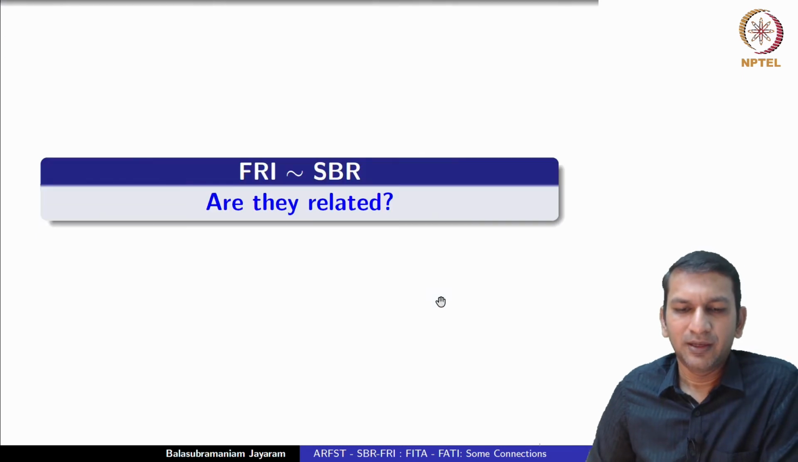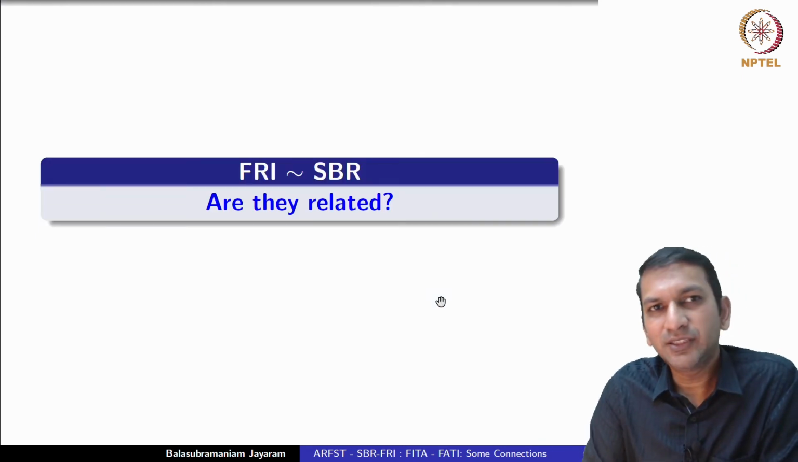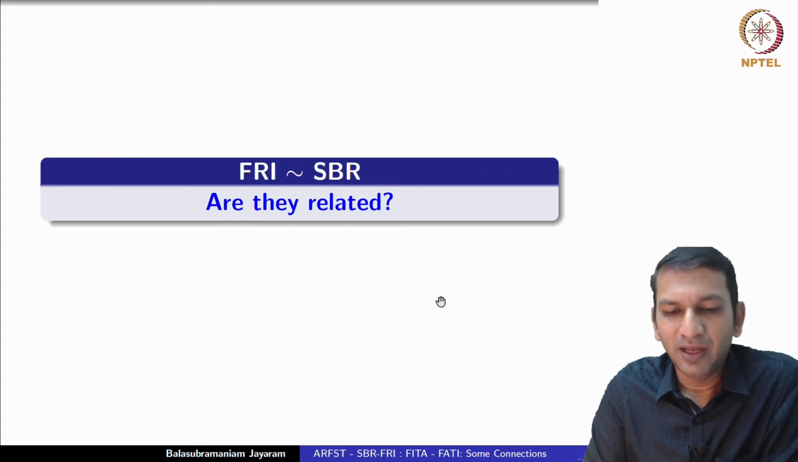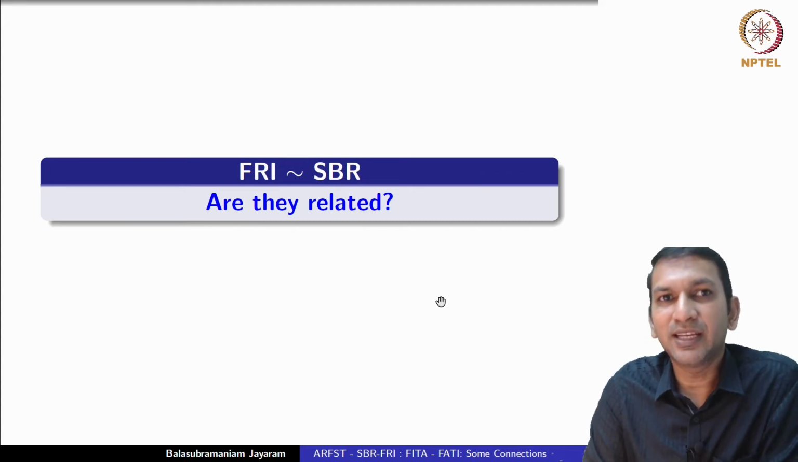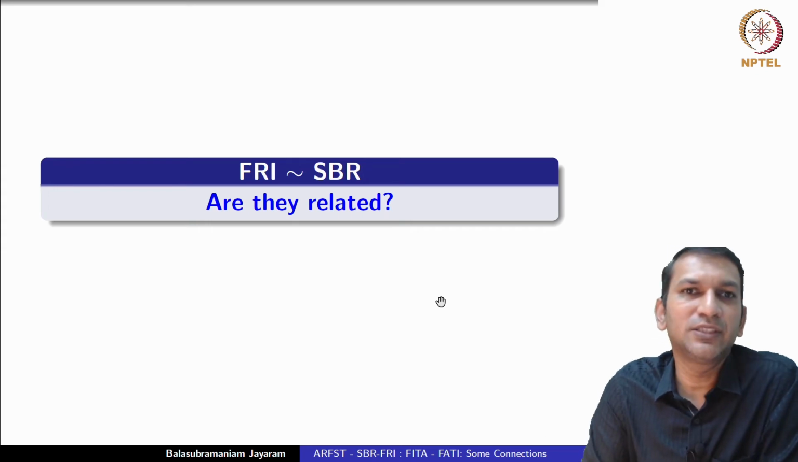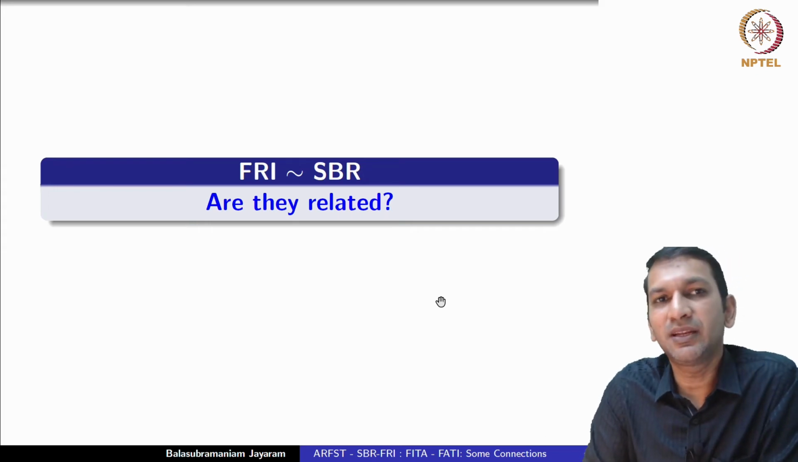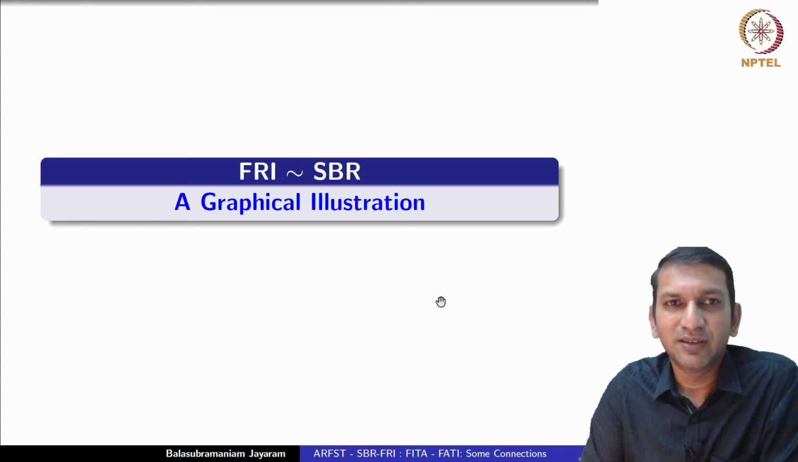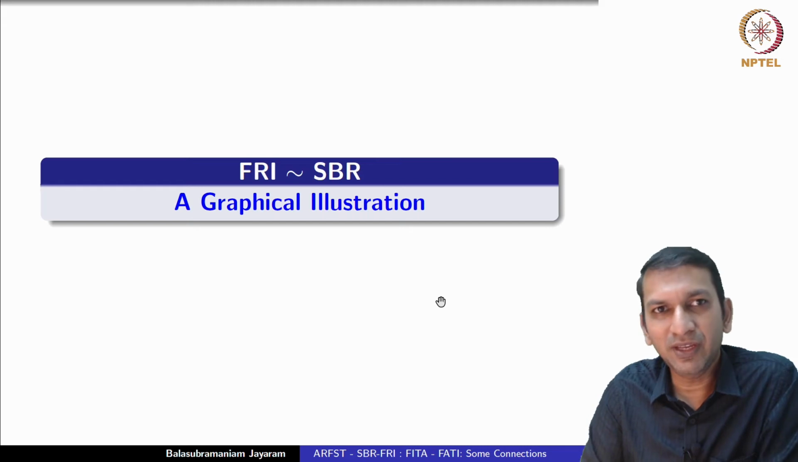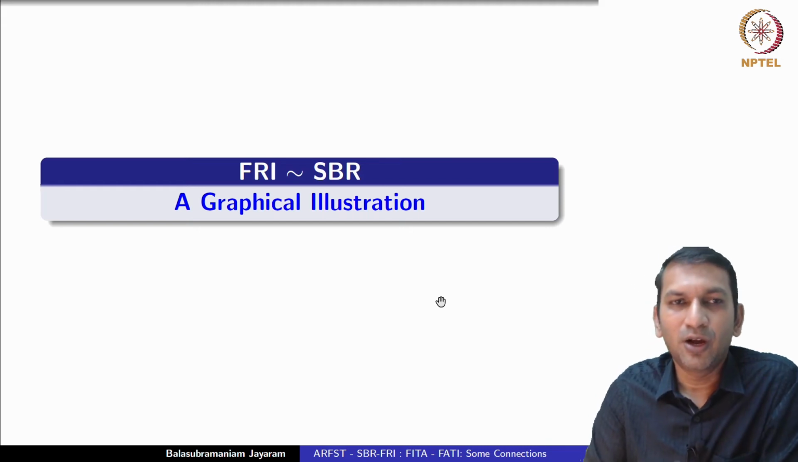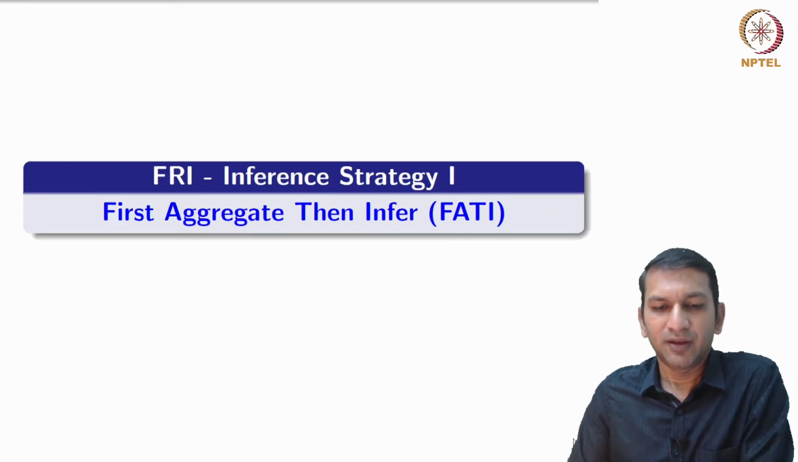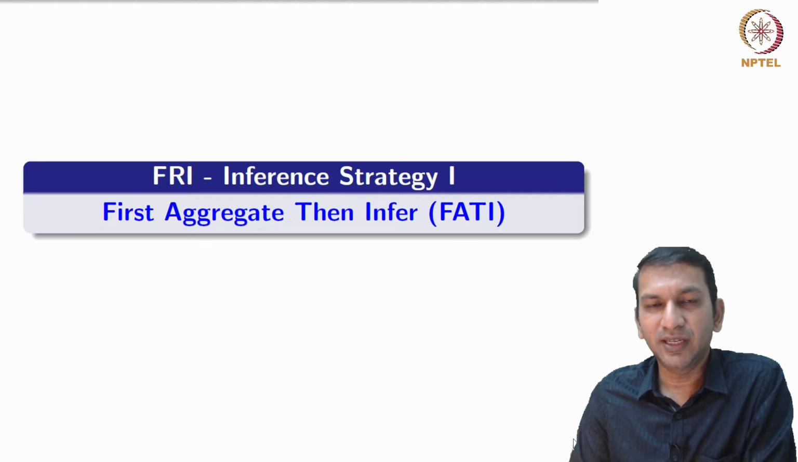Well, we have seen the relation between FITA and FATI. When will they be equal? Let's see whether the FRI and SBR, two of the major fuzzy inference mechanisms, are themselves related or not. Towards this end, let's recall the graphical illustration that we have seen earlier about how to look at these inferences themselves. Let's look at the FATI inference strategy in an FRI.